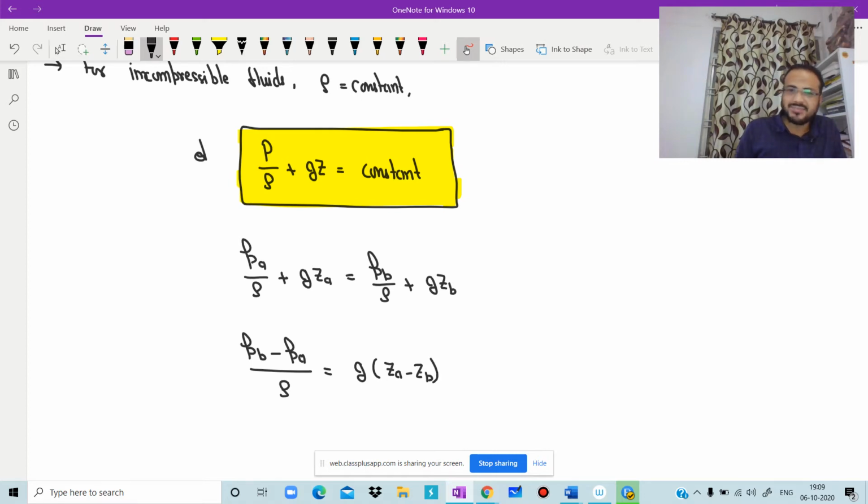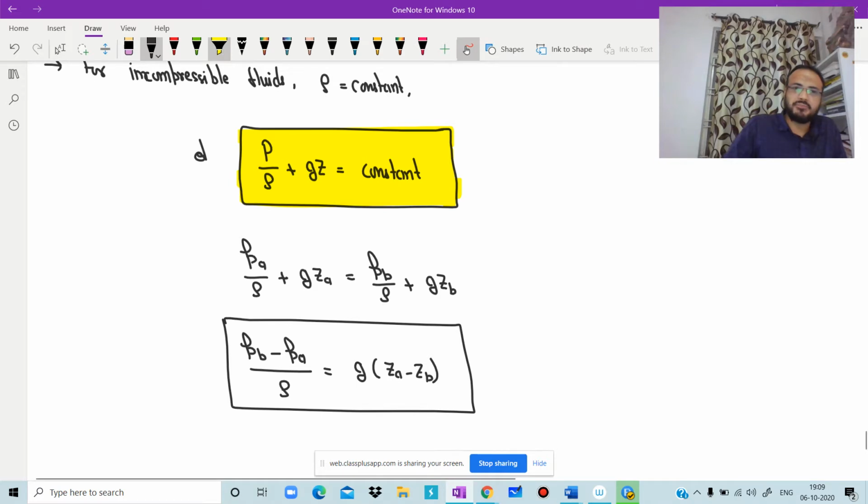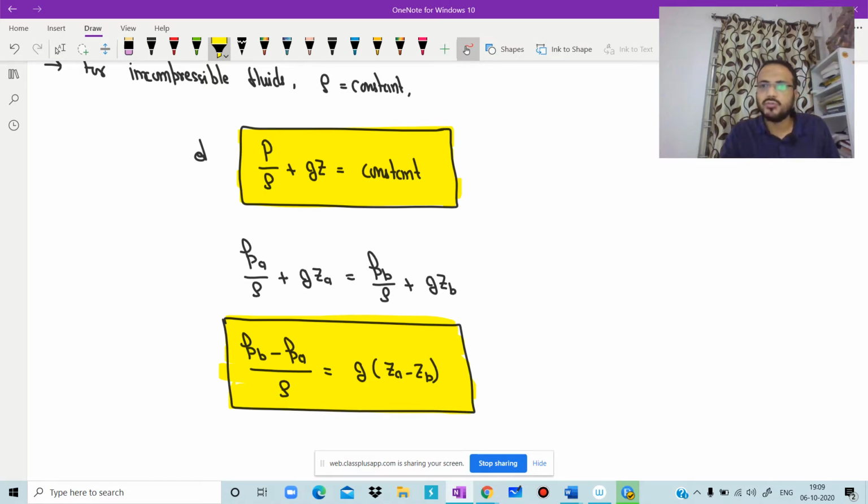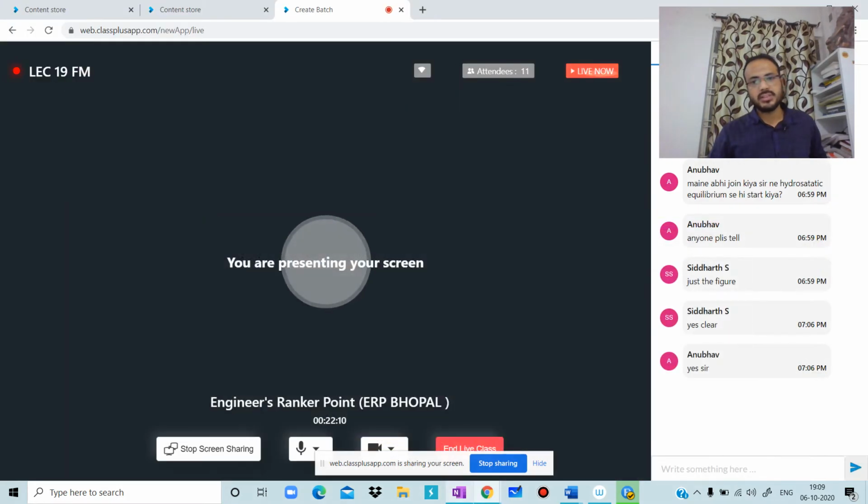This equation looks like the Bernoulli equation, but only one term is absent, V square by 2. And I have already told you P by rho G we can also express in terms of the head, and I have already discussed the pressure head P by rho G. There should be no doubt up to this point. Is it clear? Very good.